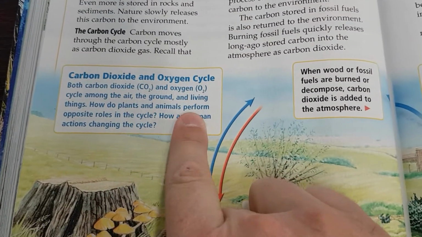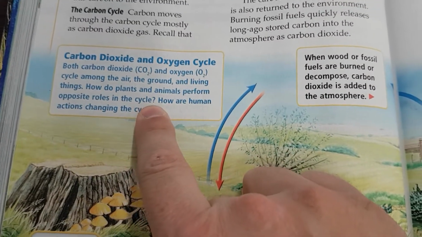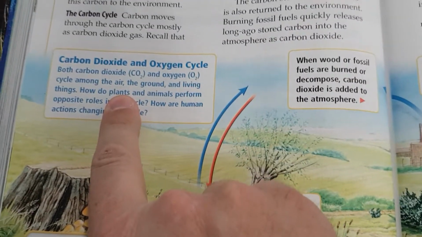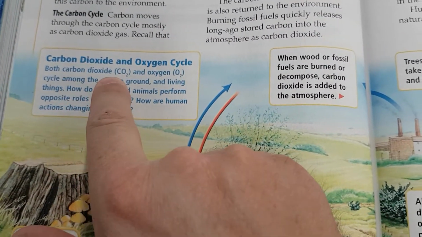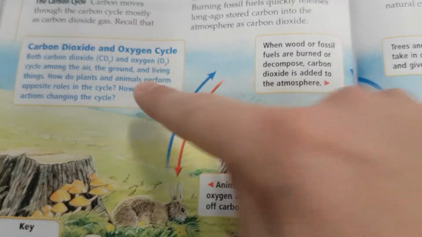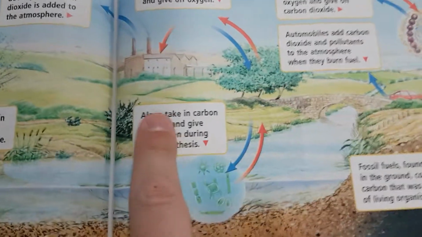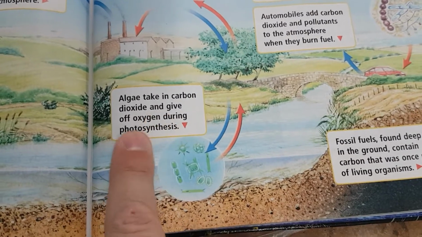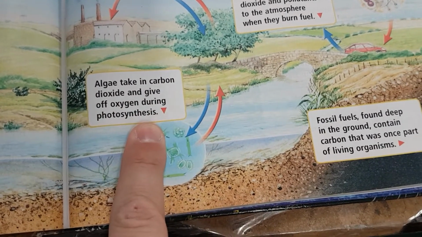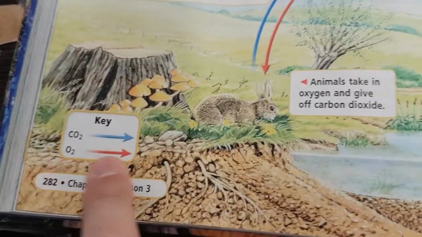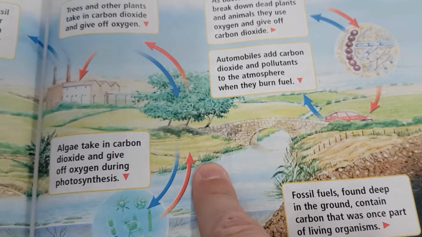How do plants and animals perform opposite roles in the cycle? How are human actions changing the cycle? Okay, well, plants use carbon dioxide and create oxygen. Right, where is that at? Here we go. Algae take in carbon dioxide and give off oxygen during photosynthesis. So there's an example. The blue CO2 coming in and getting used, the red O2 oxygen going out and getting produced.